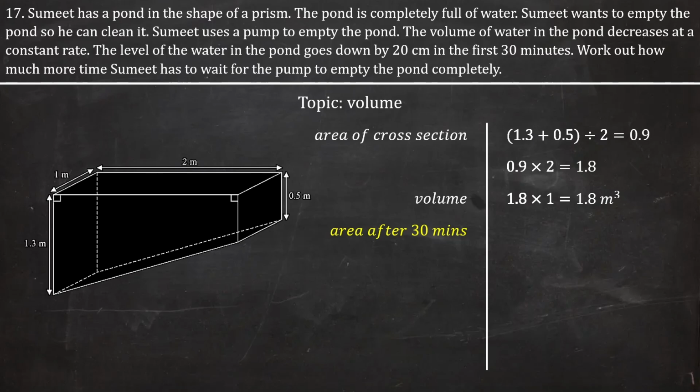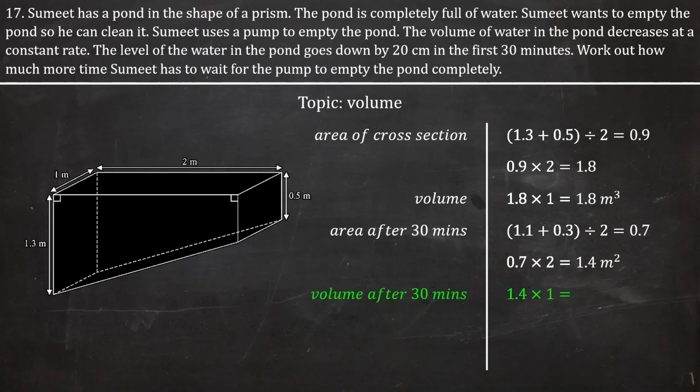So 20 centimeters lower means that the parallel sides, if the water goes 20 centimeters lower, will be 20 centimeters lower. So we need to find a new area of the cross section. So that is going to be 1.1 plus 0.3, because the water went down, divided by 2, which gives you 0.7. So the new area will be 0.7 times 2, which is 1.4. The new volume is going to be 1.4 times the depth, which is still 1, which is 1.4 meters cubed.